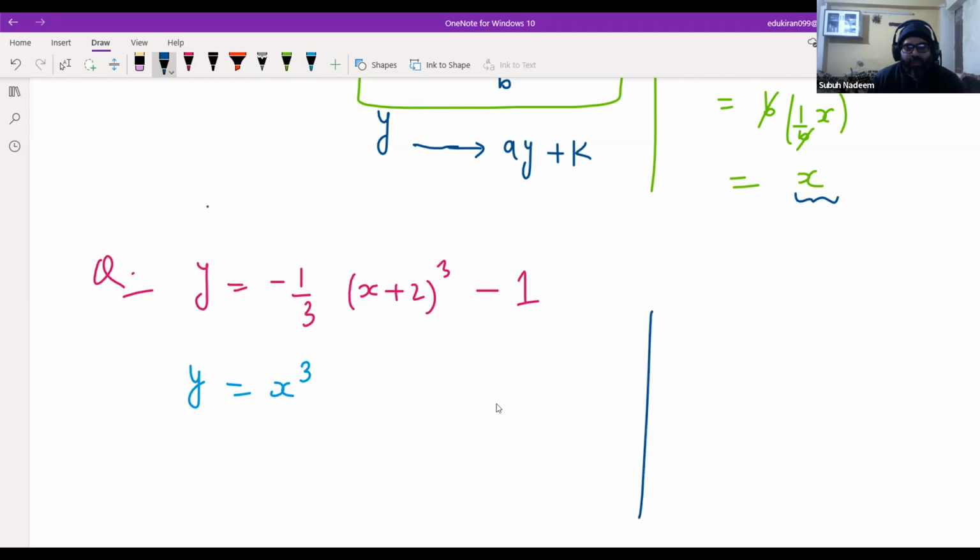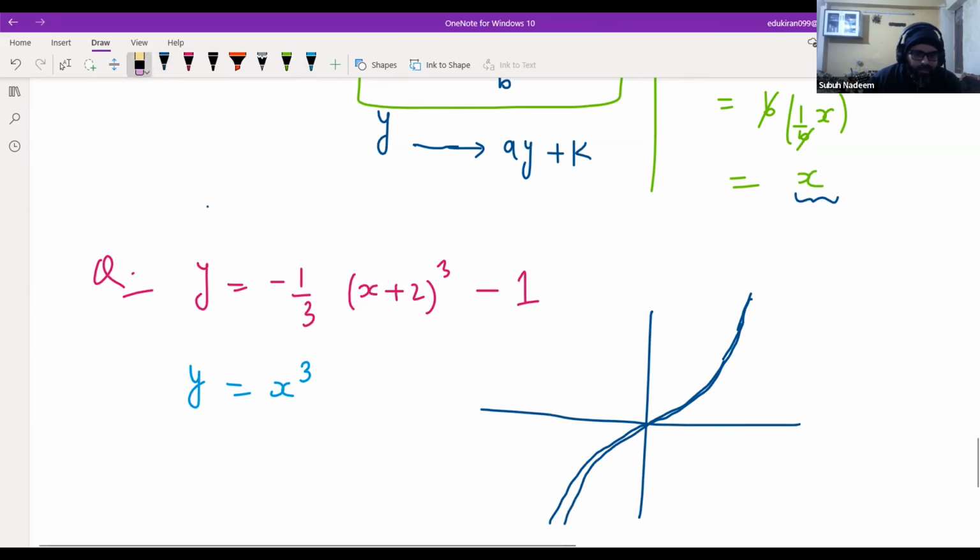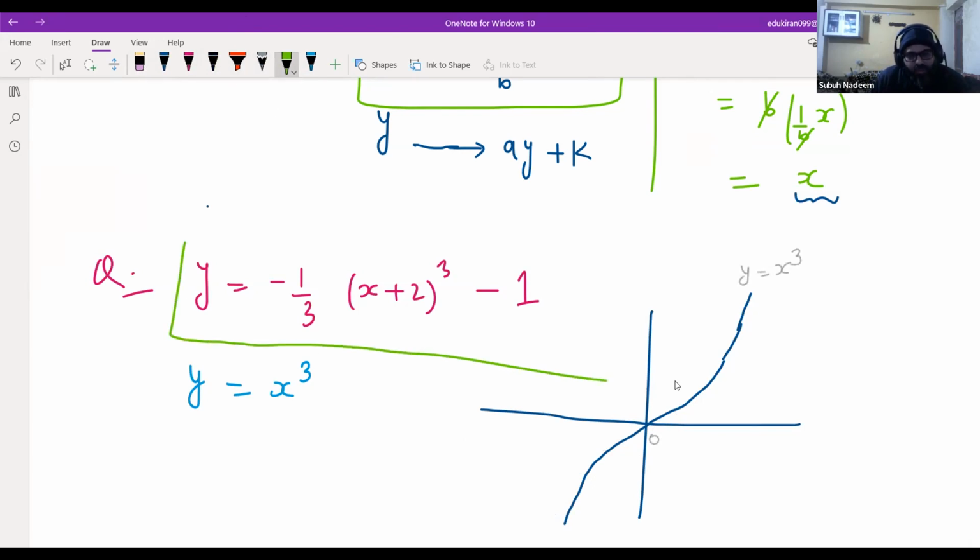So y is equal to x cube is a graph which is like this. Okay. So this is y is equal to x cube. Now this graph after transformation, how it will look? And the transformation equation is this one. Y is equal to minus 1 by 3 x plus 2 whole cube minus 1.